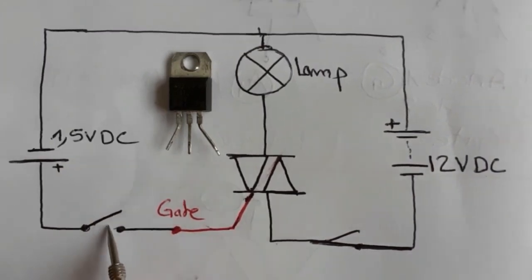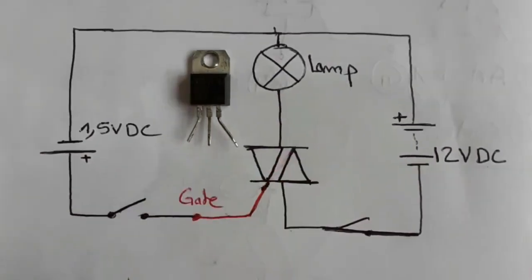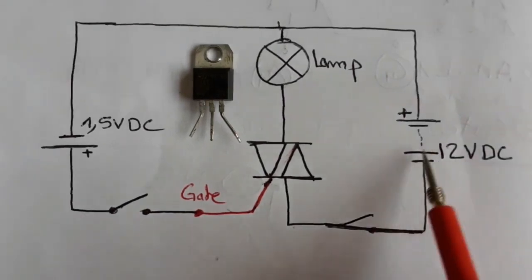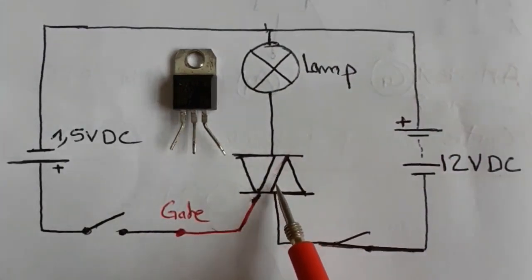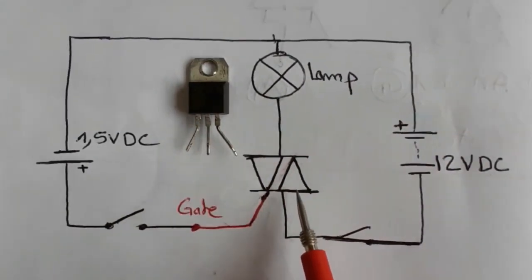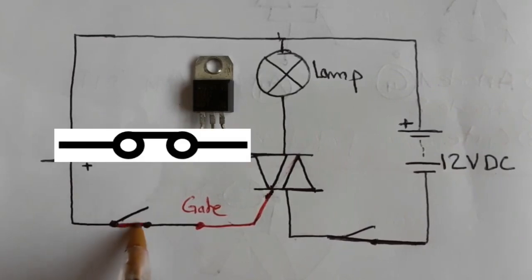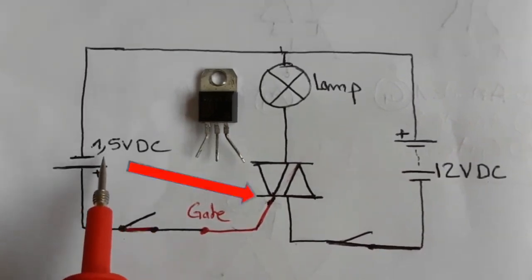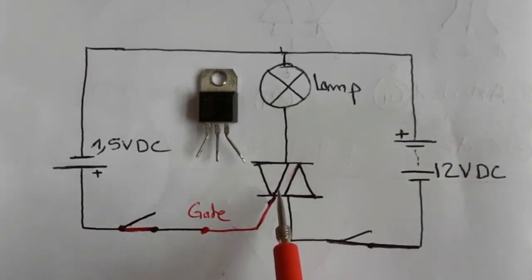So now the switch is open, the lamp is off. You know why? Because the TRIAC until now is not activated. So the current is not passed through the TRIAC because the TRIAC is not activated. That's why the lamp is off. But if we close the switch, now the control voltage of 1.5 volt DC will pass through the switch and then to the gate. And then now the TRIAC will be activated.